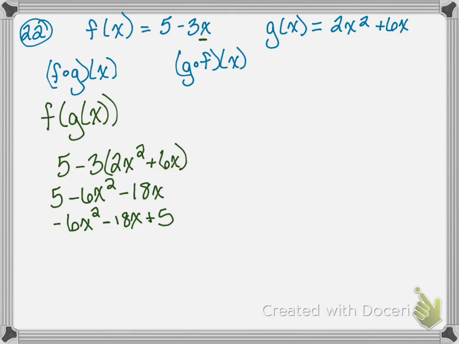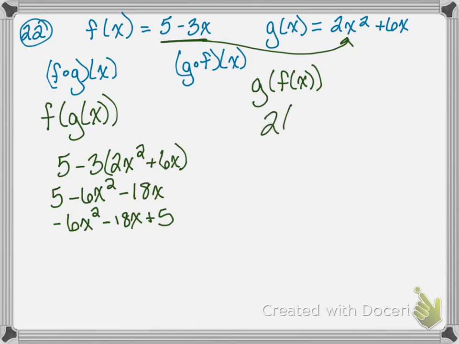Now, part 2 reads g composed of f of x. So this time we are going to take f of x and we are going to plug it in for my x over here. So this is g of f of x. Okay? So wherever there's an x, I'm going to put 5 minus 3x. So I have 2 times 5 minus 3x squared plus 6 times 5 minus 3x.